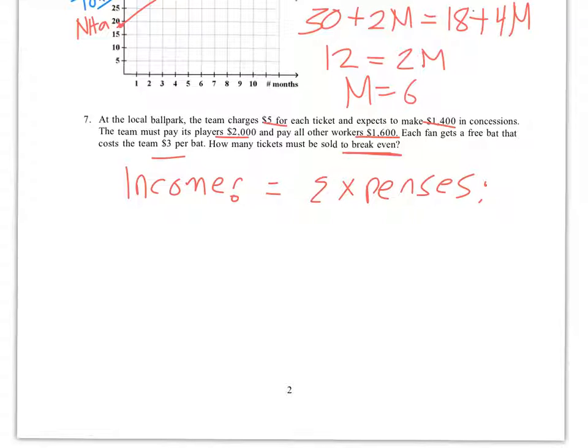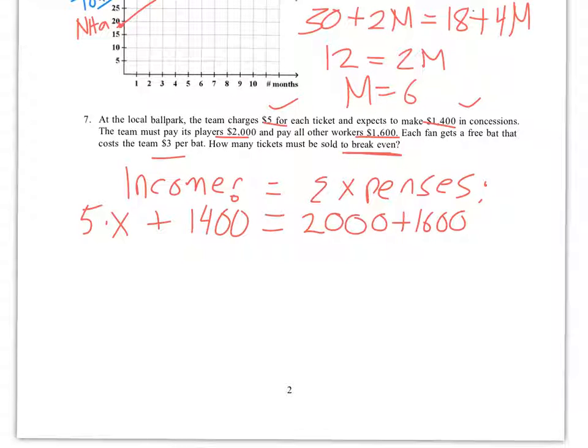Charges $5 per ticket, okay? So that's $5 times the number of people who come in. 1,400 concessions, so they sell $1,400 in food. Although I feel like that should be based on number of people too, but that's okay. They must pay its players $2,000 and pay all other workers $1,600.